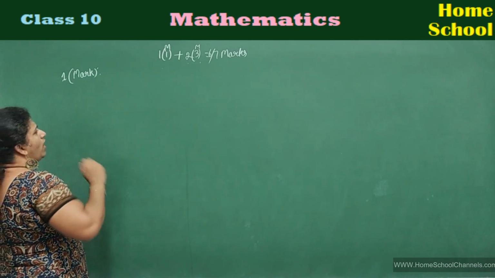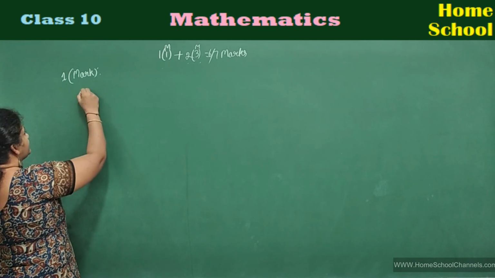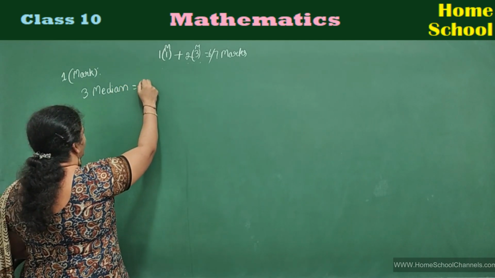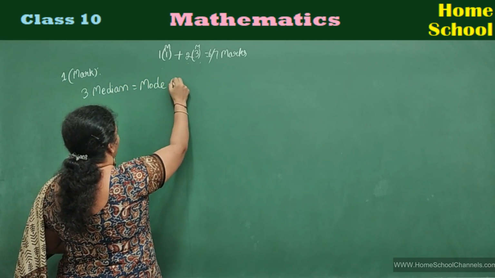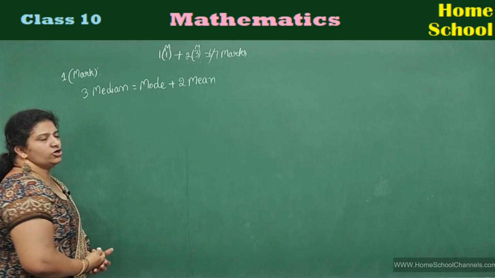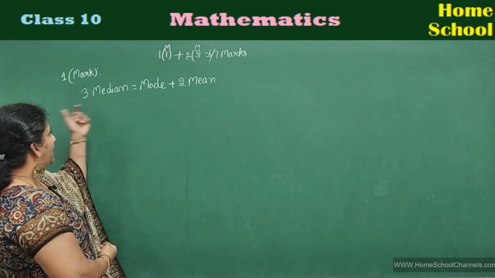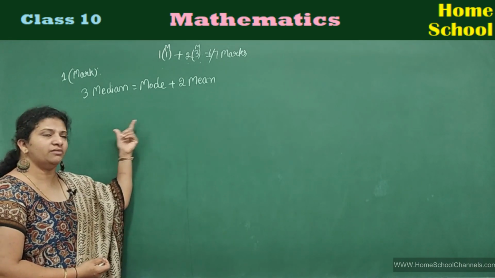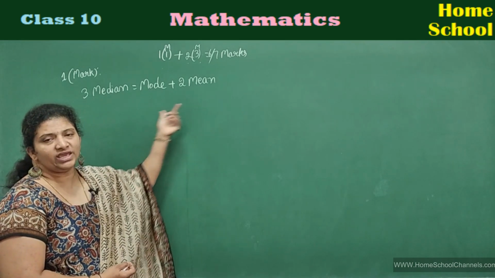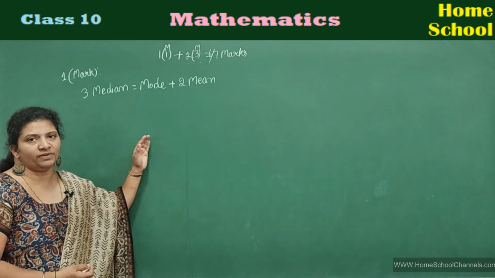1 mark question: What is the empirical relation between mean, median and mode? That is 3 median is equal to mode plus 2 mean. In your multiple choice questions, if they ask you this, they can rewrite the relation. That means mode is equal to 3 median minus 2 mean they can give, or median is equal to mode plus 2 mean by 3 also they can give. So you need to remember 3 median is equal to mode plus 2 mean.